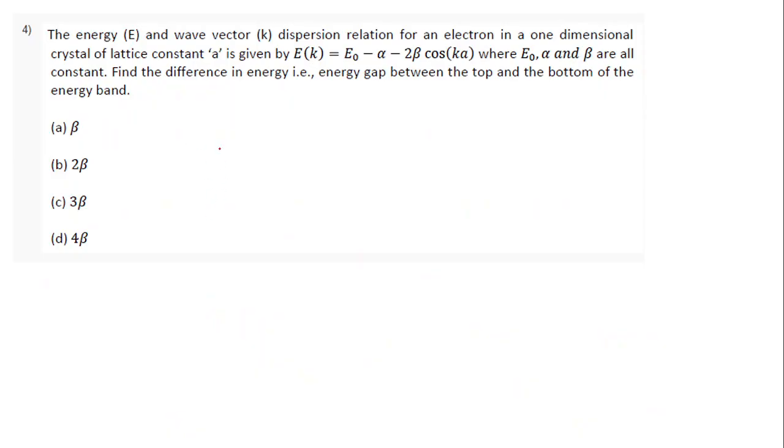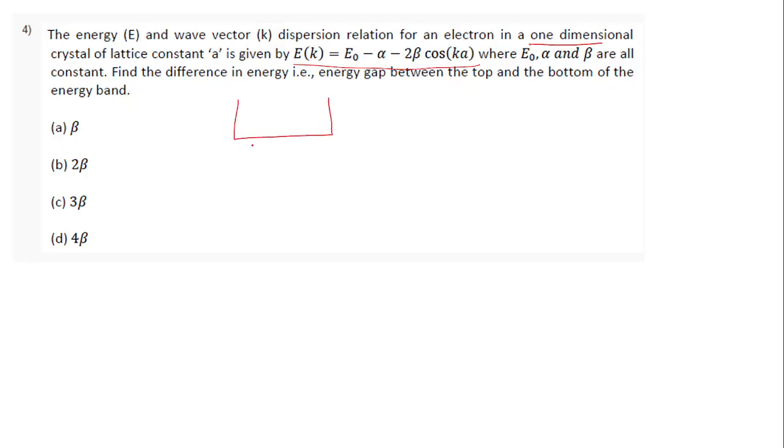Next question is on the energy dispersion relation. Energy and wave vector dispersion relation for an electron in a 1D crystal of lattice constant a is given by this expression. E naught, alpha, beta are all constants. Find the difference in energy, that is the energy gap between the top and bottom of the energy band.